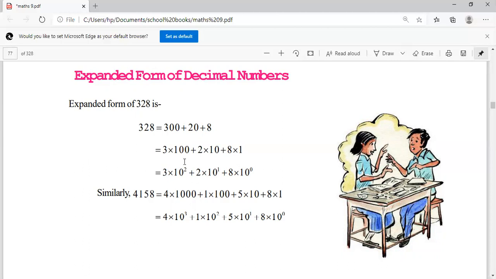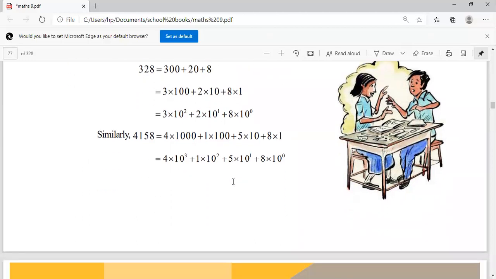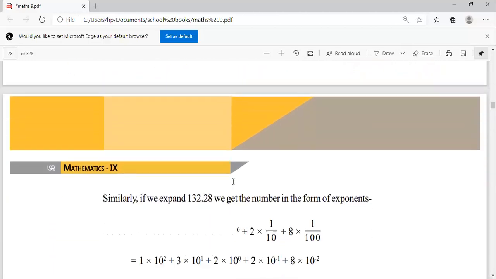Okay, I told you how you have to write this 10 square and 10 to the power 1, how we have got this. I have told you how to solve it once again in the previous questions.